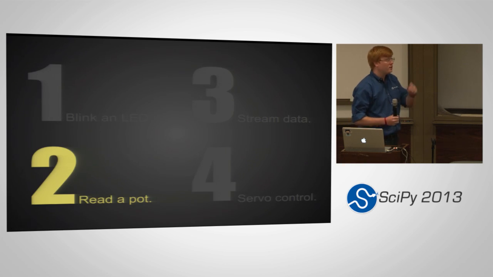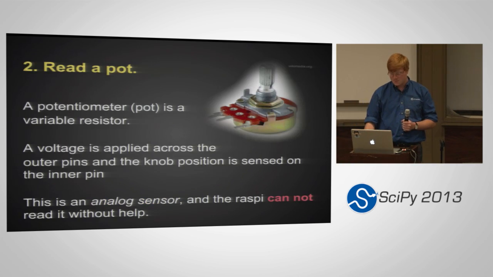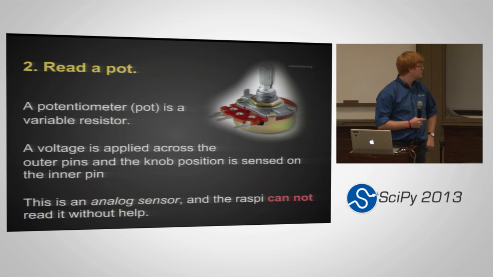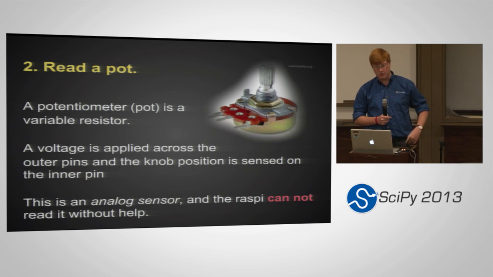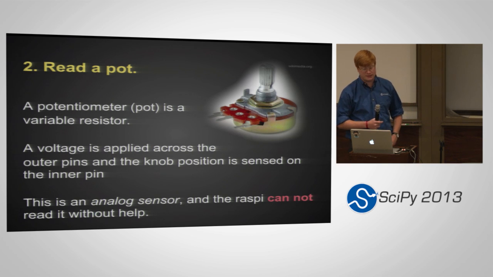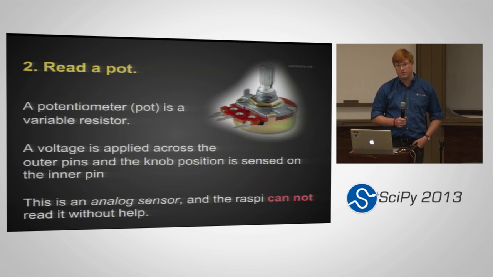So the second demo I want to go through is reading a pot, or potentiometer. A potentiometer is a variable resistor. It's basically just a resistor with a slide on it that allows you to connect at any point in the resistor. So you change the resistance by moving the dial. You apply voltage to the outer pins and you sense the knob position on the inner pin.